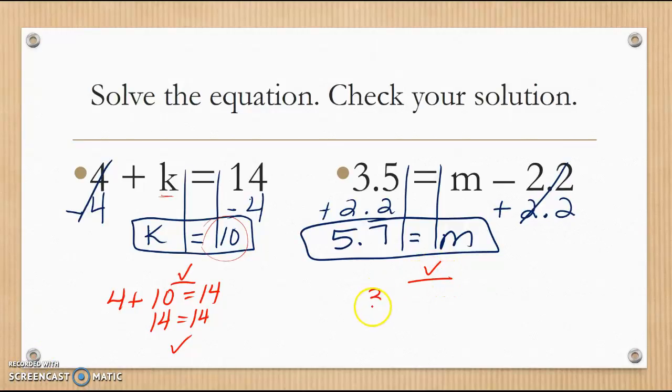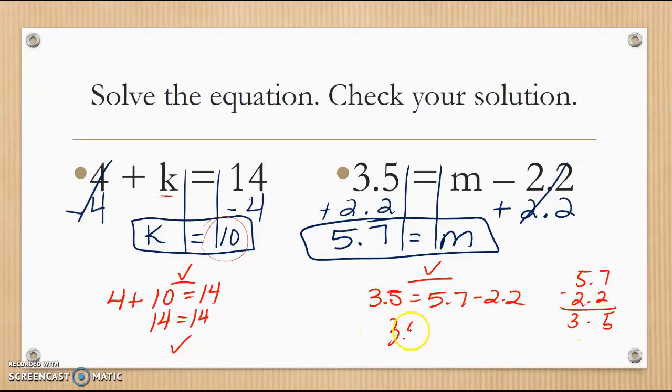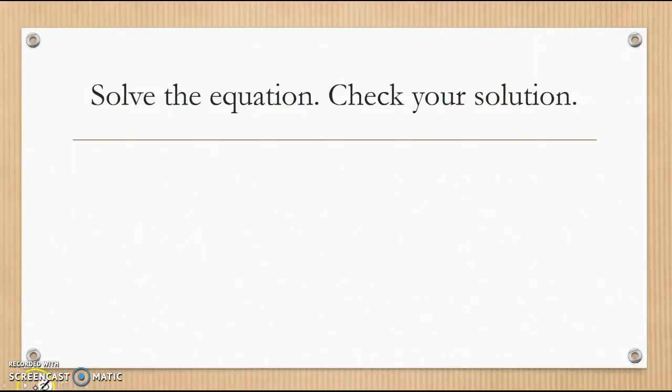And we're going to rewrite this problem. 3.5 is equal to 5.7 minus 2.2. So again, to make sure this is right, just take a quick second, really line those up and check your math. Make sure you get what you should. And here we do. So 3.5 does equal 3.5, so we know we are correct. Let's keep going.